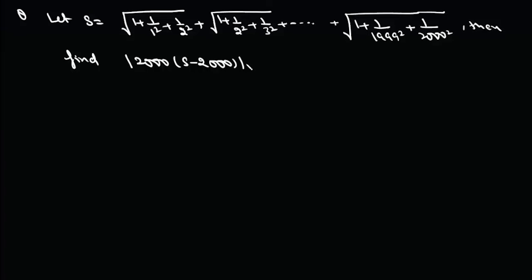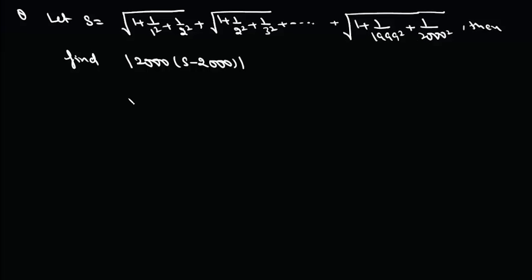Now the question is, we are given this series S, which is under root of 1 plus 1 upon 1 square plus 1 upon 2 square, plus under root 1 plus 1 upon 2 square plus 1 upon 3 square, up to under root of 1 plus 1 upon 1999 square plus 1 upon 2000 square. Then we need to find the value of mod of 2000 into S minus 2000.